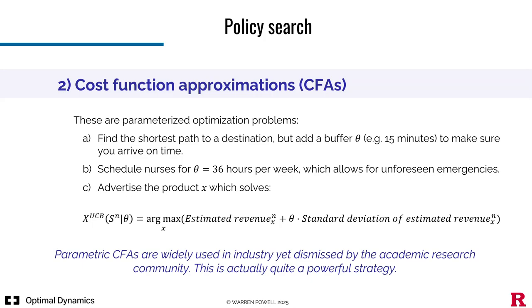So what I'm going to do is take the estimated revenue plus theta times the standard deviation of the estimate. This is an optimization problem. Okay, no fancy algorithm here, it's a sort. But I have to determine theta. If I put theta equal to 0, then I'm just taking the best estimate. And again, if I had a run of bad luck and it's low, I may never try that product again.